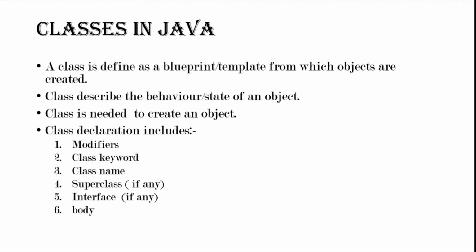Class declaration includes modifiers, which can be public, private, protected or default, the class keyword, the class name which can be any name, the superclass if any superclass is there, the interface if any interface is there, and the class body which is within the curly braces.